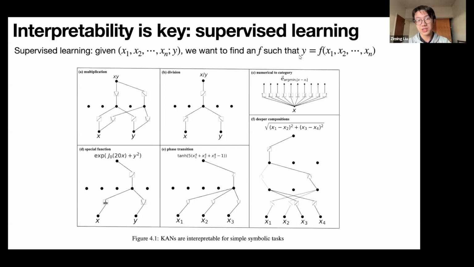Then the supervised learning task is that we want to find a mapping from x1 to xn to y. Of course, you can use an MLP to fit this, but it's probably not that interpretable. But KANs can be, because a KAN is quite aligned with the compositional structure of symbolic formulas. It can not only learn the compositional structure, but can also learn the univariate activation functions quite well.